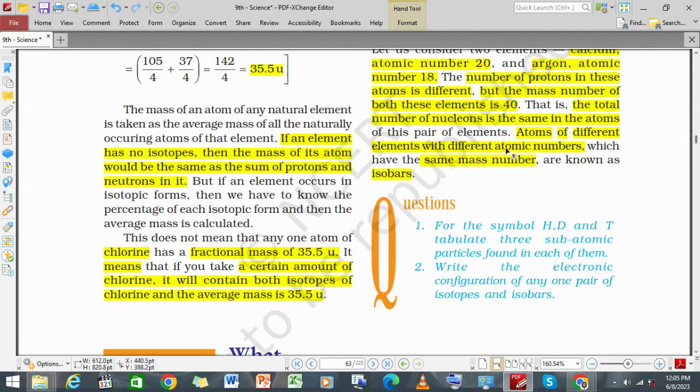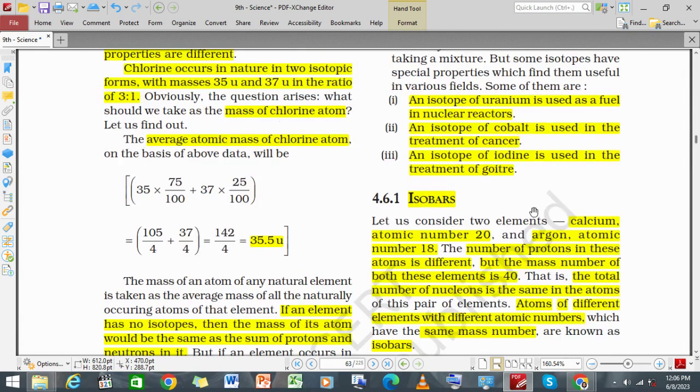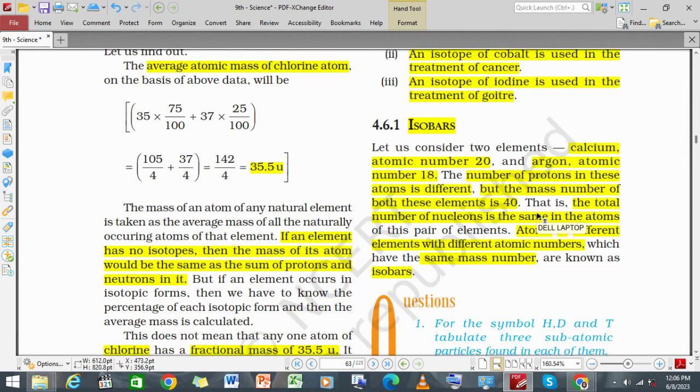Atoms of different elements with different atomic numbers which have the same mass number are known as isobars. Both of the atoms are different, they have different atomic numbers, but their mass numbers are the same. Hence, these are known as isobars. Now we have understood it well. In an isotope, iso means same, top means top is different.